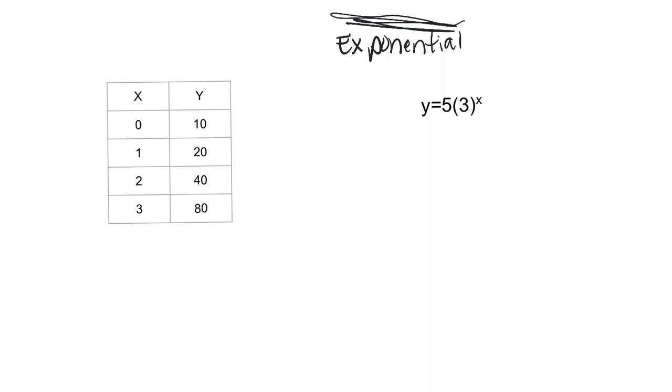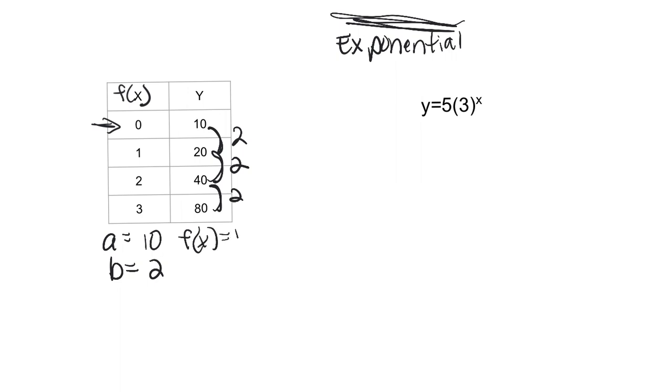We can do this by hand, by finding the common factor or the common ratio. We divide 20 divided by 10 and we get 2. Then we divide 40 by 20, we also get 2. We divide 80 by 40, we also get 2. So our growth factor is 2. So that means our A is our y-intercept, which is in our chart. This would be 10. Our B is our growth factor. That would be 2. So our function is going to be f of x equals 10 times 2 to the x power.